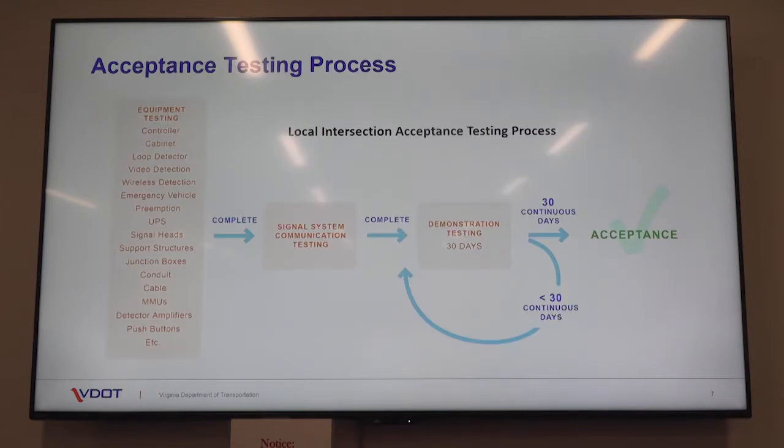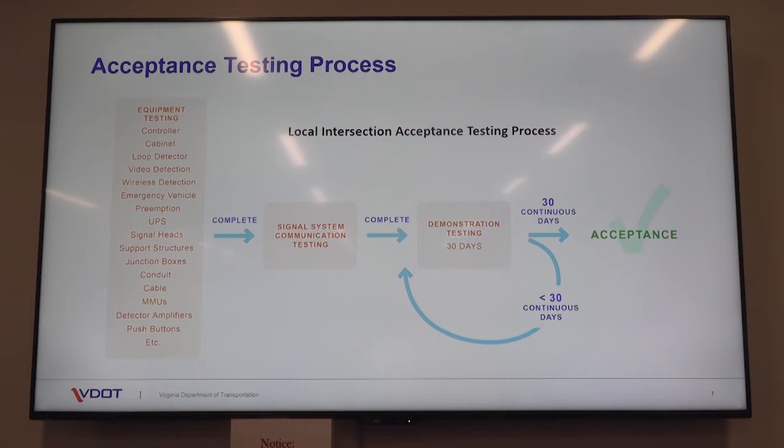So how does the signal then get accepted into the system? So the first step is local intersection equipment testing, and that's two parts. There's the signal hardware testing, which covers the non-electrical equipment as mentioned in the specifications, such as junction boxes and conduit, but then there's also the electrical and electronic component testing, which could include items such as the local controllers.